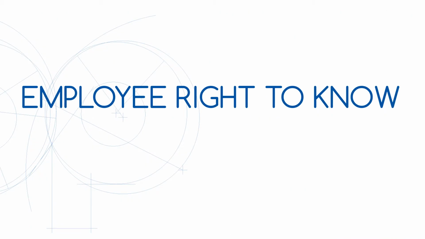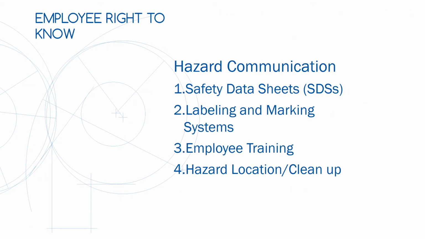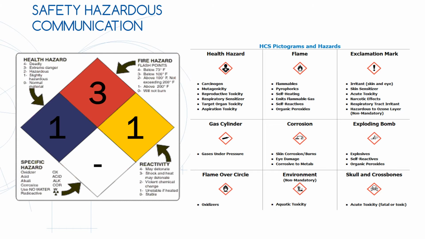Employee right to know. Hazard communication. We will review safety data sheets and their locations, labeling and marking systems, employee training, hazard location and cleanup. This is an NFPA fire label.